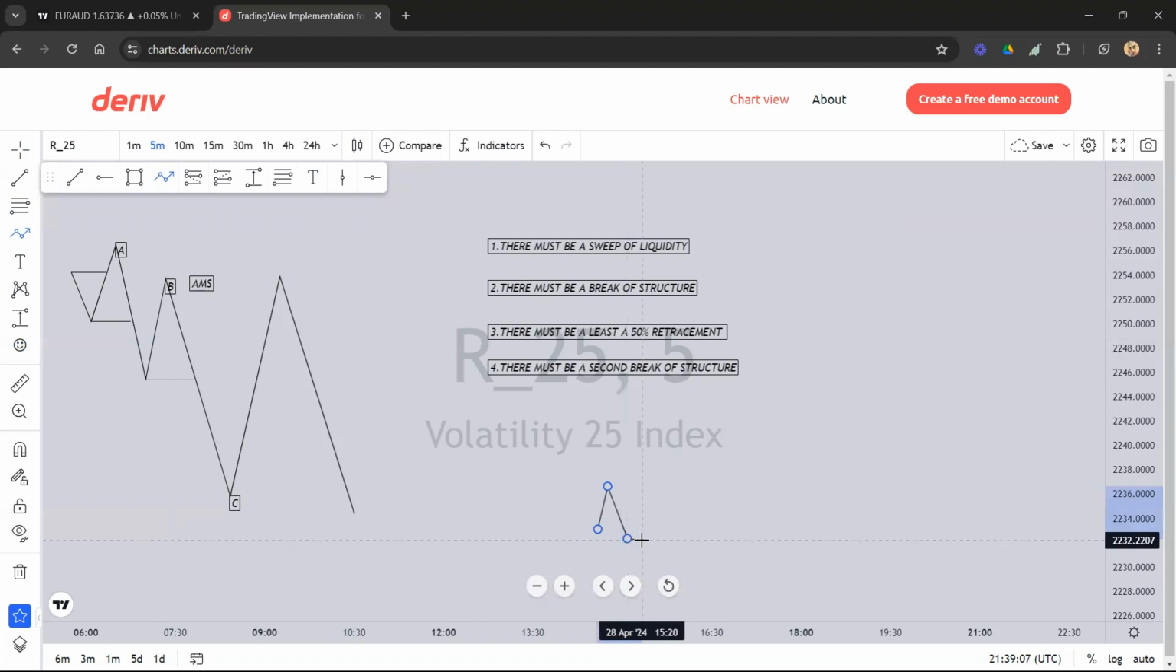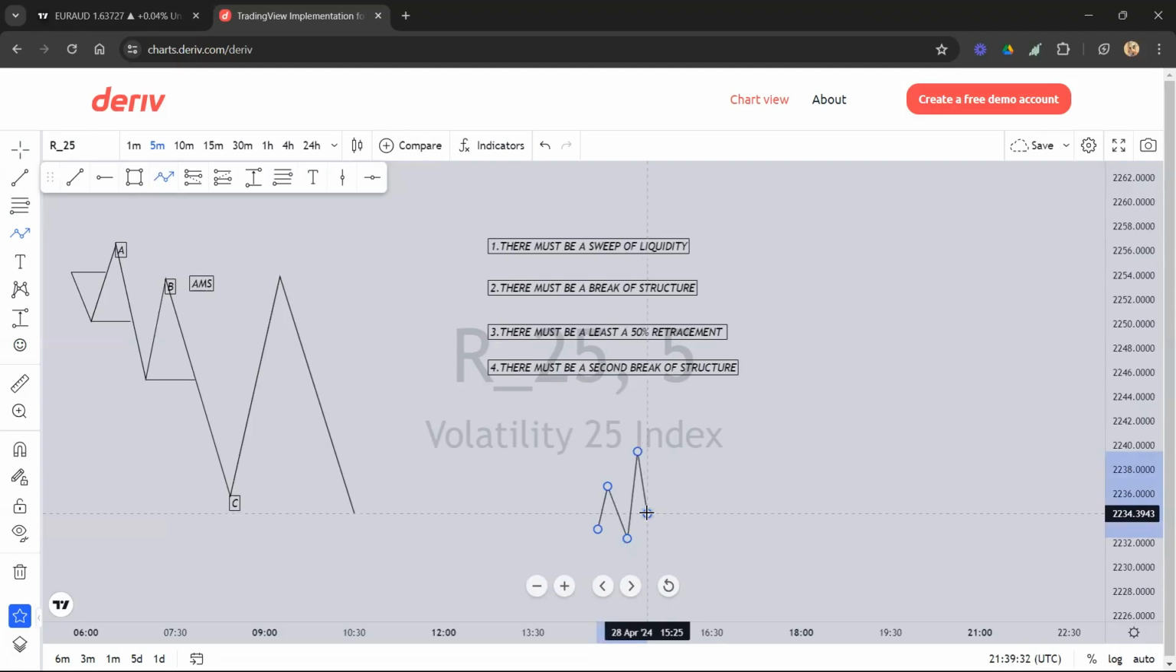After price sweeps liquidity, what next? It has to break structure, right? So let's say it has broken structure. It broke this high, the high that gave birth to this low. After that, what next? There must be at least a 50% retracement. So let's say the market retraces to this point.